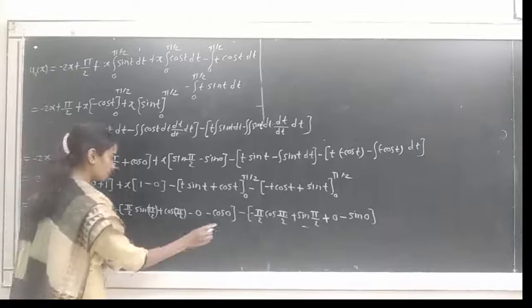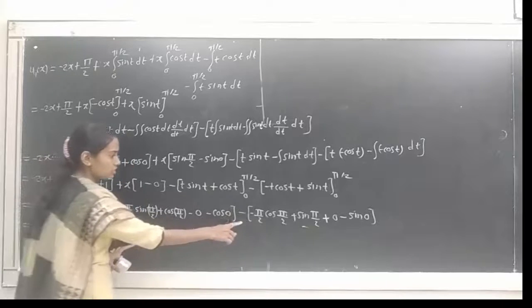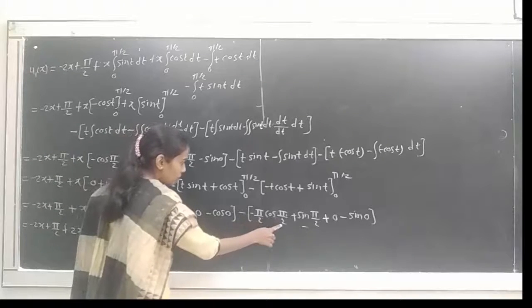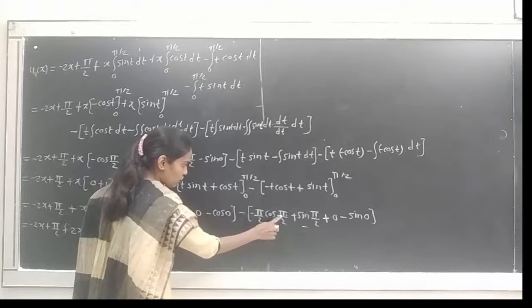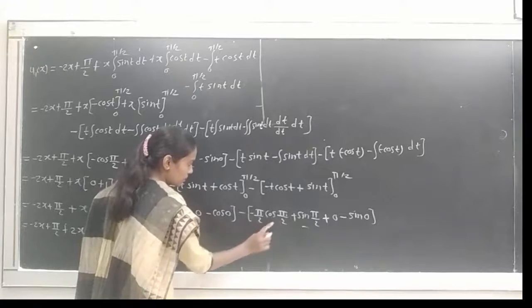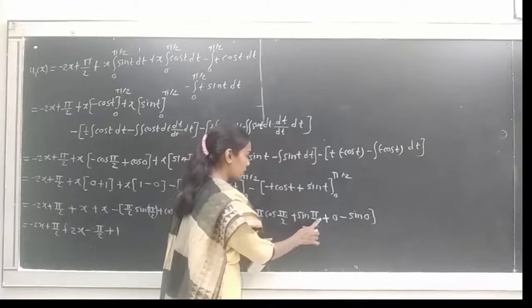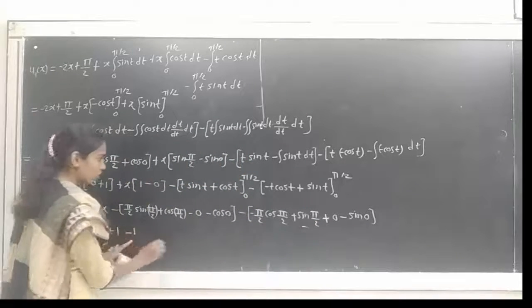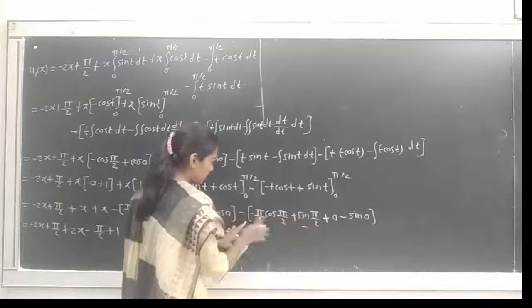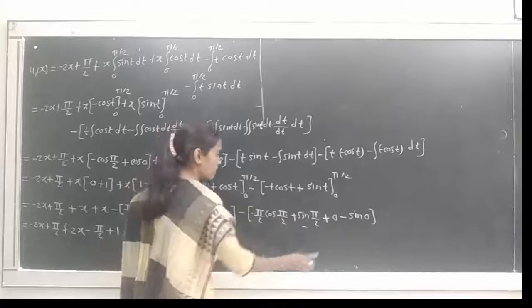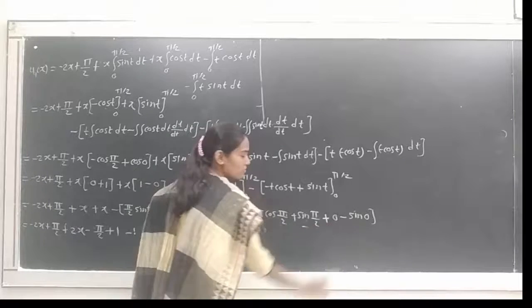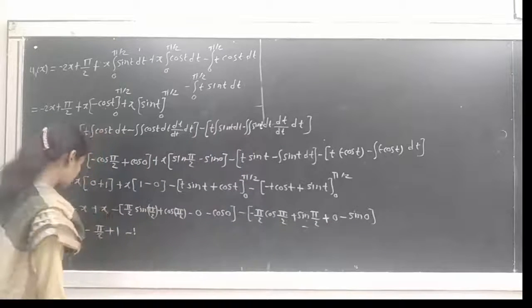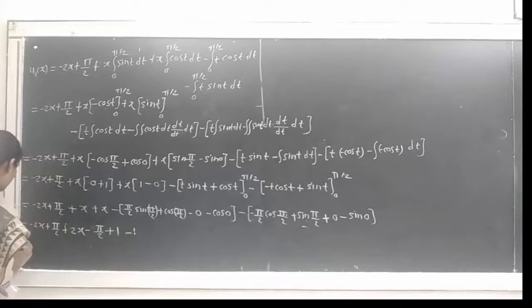Okay, then for this cos pi by 2 will be 0, so this term becomes 0, then sin pi by 2 will be 1, so we get here minus 1. Okay, sin pi by 2 is 1, and this minus sign we get here minus 1, then this term becomes 0 and minus sin 0 will be 0. Okay, get that? Then is equal to minus 2x.